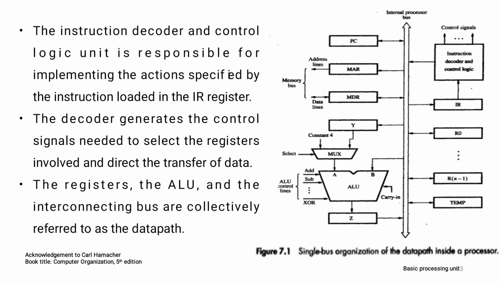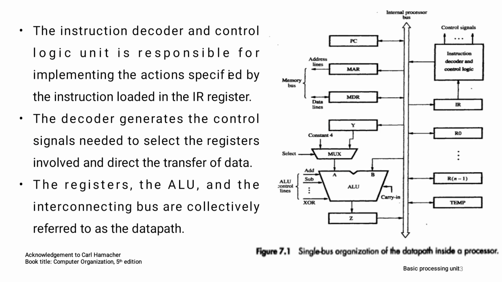The decoder generates the control signals needed to select the registers involved and direct the transfer of data. Means whatever operation is told by the instruction stored in the instruction register. So the instruction decoder, after decoding, gets to know what control signals are needed to select the registers involved and direct the transfer of data. The decoder will generate the corresponding control signals.